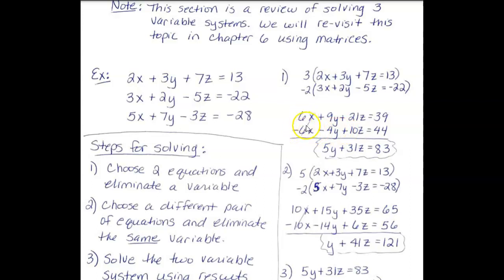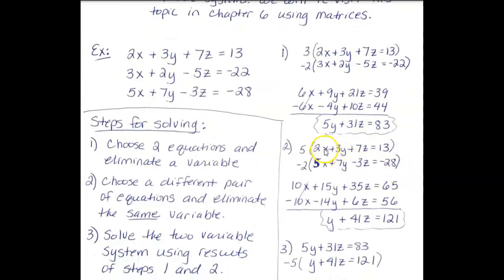So notice now my coefficients of x are opposite. So when I add the equations together, the x terms will cancel. We'll have 9y minus 4y is 5y. 21z plus 10z is 31z equals 39 plus 44 is 83. So this is the result of step 1.